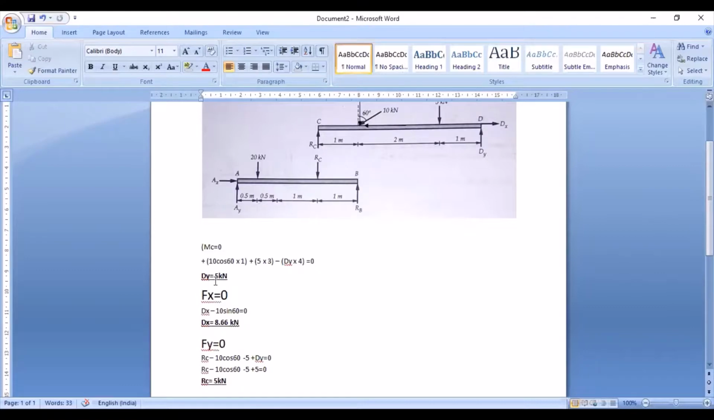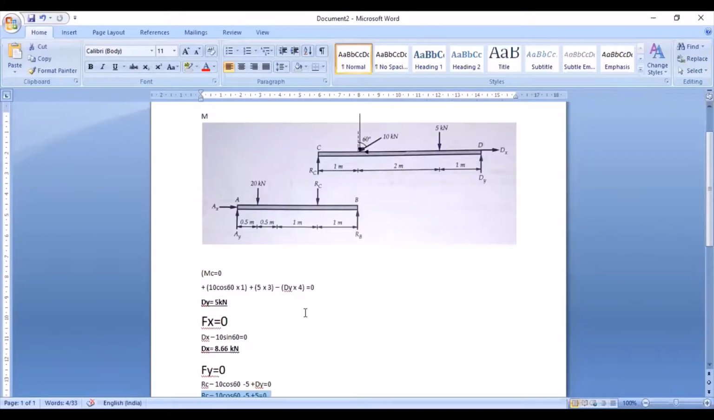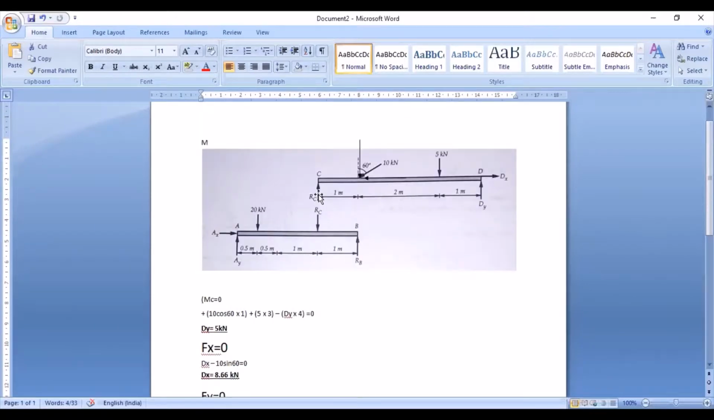If you substitute the value of Dy as 5 kilonewton, you can calculate the only unknown in the equation, that is Rc, which is 5 kilonewton. So the reaction Rc is 5 kilonewton. Once again I repeat, Rc is a reaction to this beam CD, whereas it is a point load to beam AB.